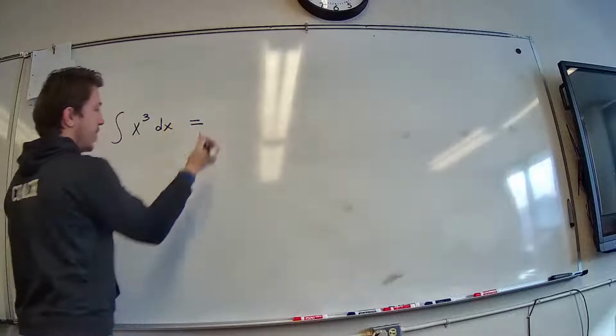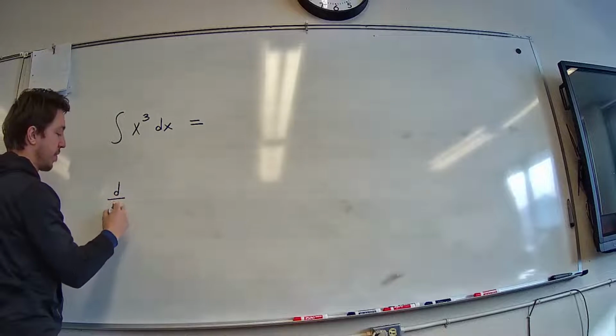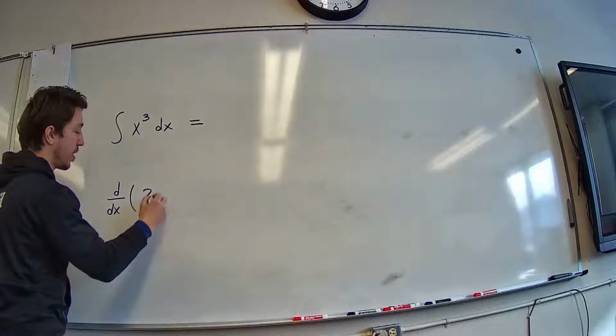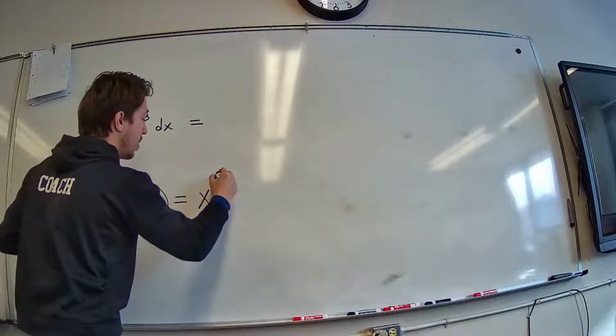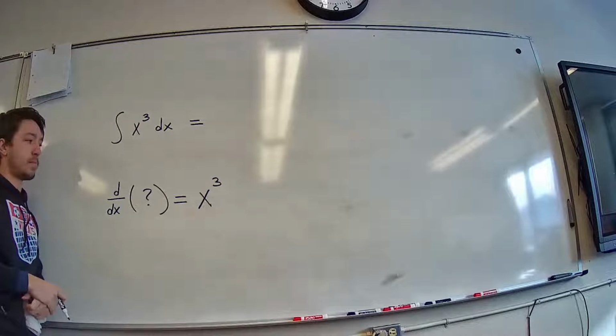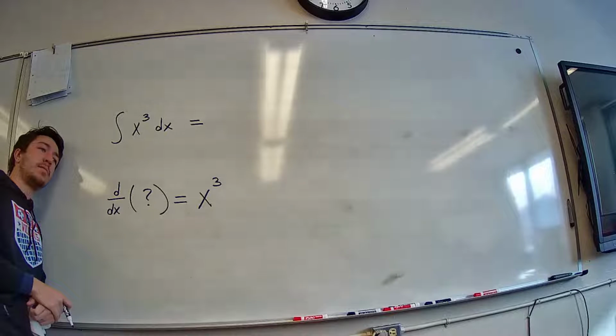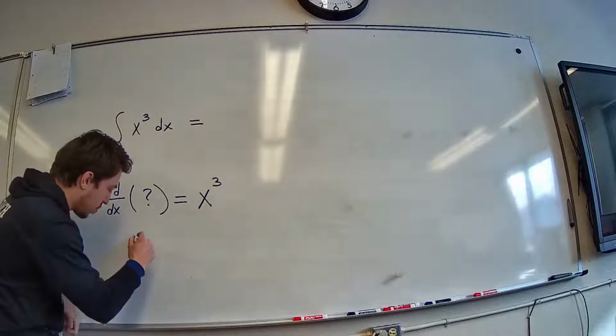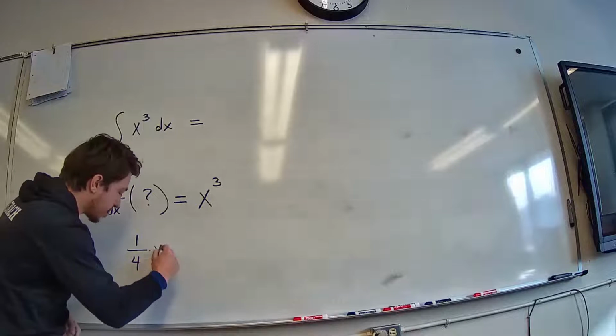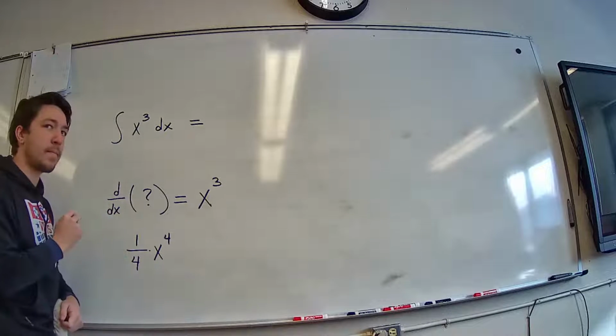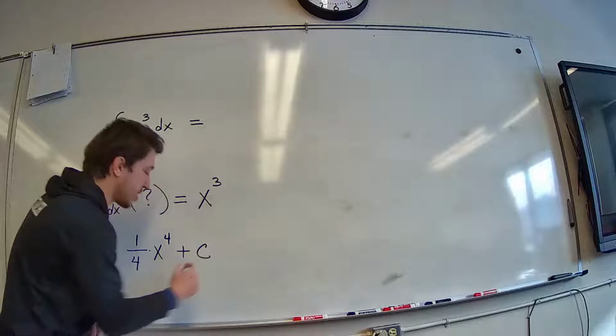The answer to this question is like saying, the derivative of what thing would give me a nice x cubed? Who thinks they got it? Dylan. 1/4 x to the 4th. 1/4 times x to the 4th, plus any constant.